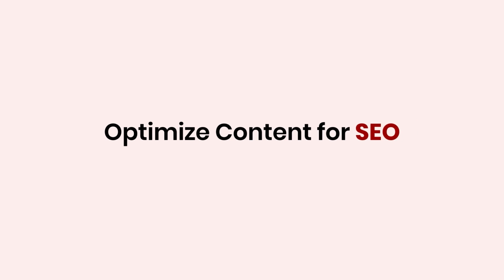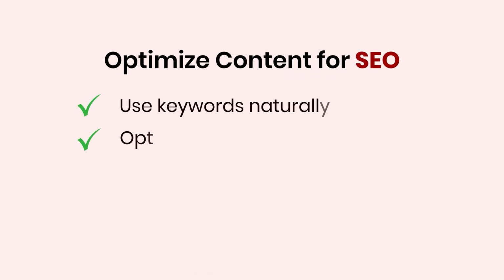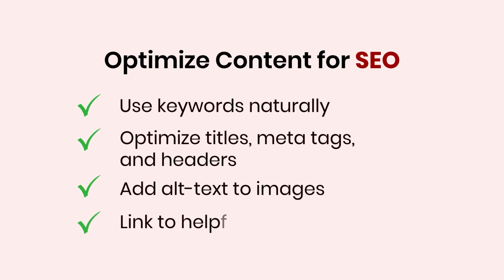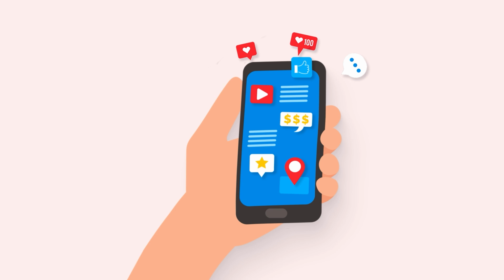Optimize content for SEO. Make your content discoverable. Use keywords naturally. Optimize titles, meta tags, and headers. Add alt text to images. Link to helpful crypto sources and tools. And yes, make sure your content looks great on mobile.